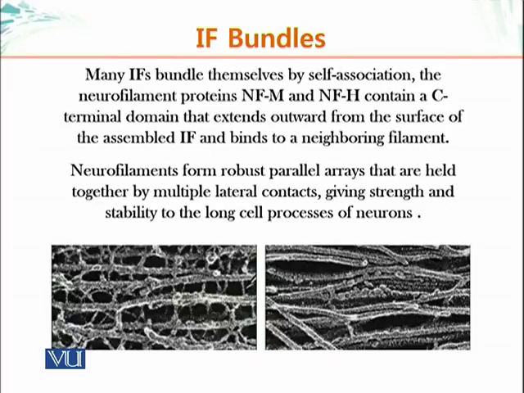And since this happens in neurons, we call the intermediate filaments in neurons or neuronal cells the neurofilaments. Neurofilaments form robust parallel arrays that are held together by multiple lateral contacts, giving strength and stability to the long cell processes that neurons put out, axons and dendrites. The micrograph on your screen is a freeze-etched electron microscopic image of neurofilaments in a nerve cell axon. You can see the extensive cross-linking arrangement gives the cell process great tensile strength.